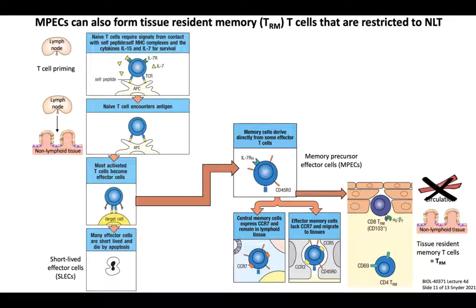So collectively, CD69 and CD103 both function by retaining resident memory T cells specifically in that tissue site. So TRM are unique amongst T cell memory subsets in that they actually do not re-enter circulation.